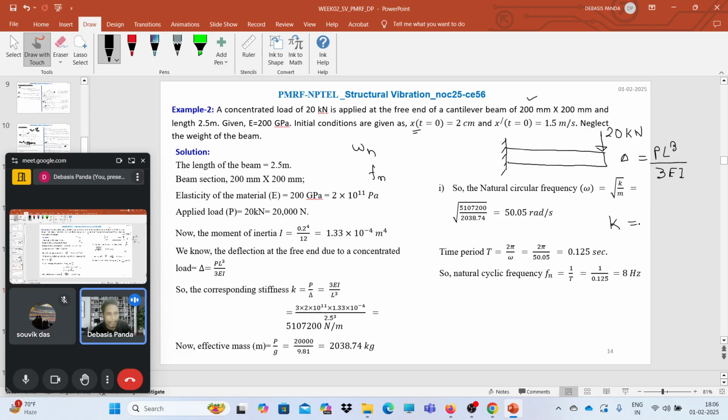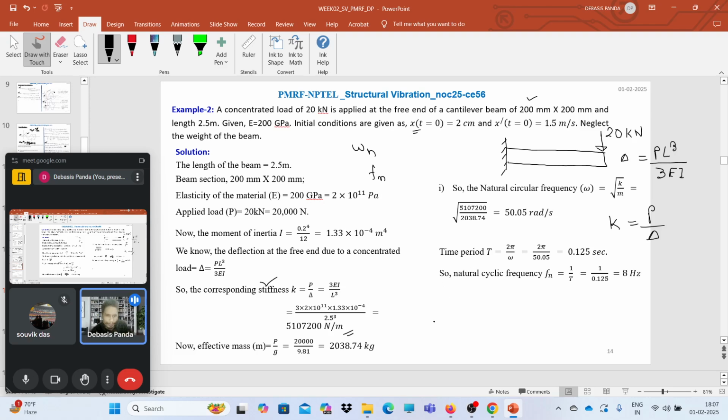K is nothing but, we know, P by delta. We have the P value, we have the delta value, so we can calculate the stiffness. So stiffness will be P by delta. Now put all these values. You know the value of P, and you know the value of delta, which is nothing but PL cube by 3 EI. Simplify this equation and you will get the stiffness as 5107200 Newton per meter. Great. The stiffness part is done.